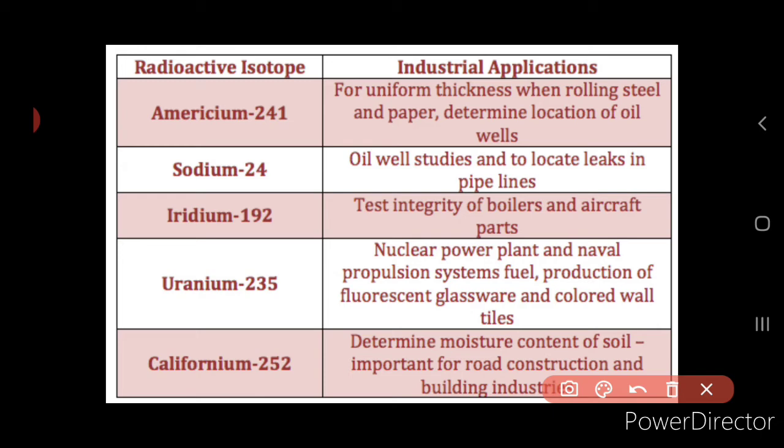Californium-252 is used in airlines to detect explosives in luggage. Americium-241 is used in industries as a smoke detector. It can detect smoke. It is also used for uniform thickness while rolling steel or paper, and also to locate oil wells, right? But mostly it is used as a smoke detector.